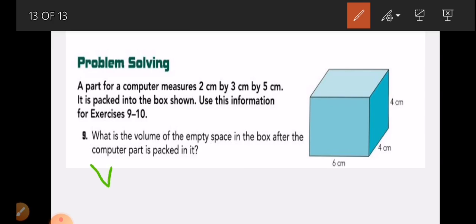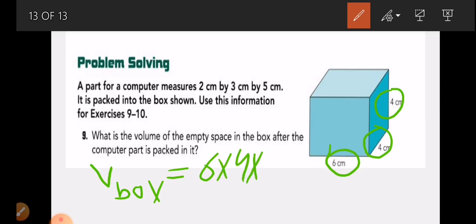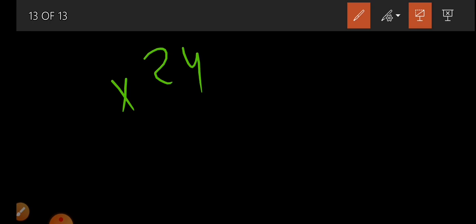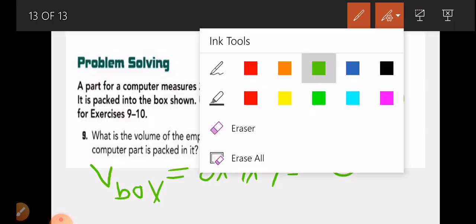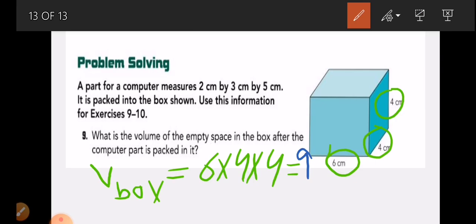Volume of the box equals what? Length times width times height. Watch the box. 6 times 4 times 4. So here it is 6 multiplied by 4 multiplied by 4. 6 times 4 is 24. Then 24 multiplied by 4. 4 times 4, 16. 2 times 4, 8, and 1, 9. So 96 centimeter cubed.